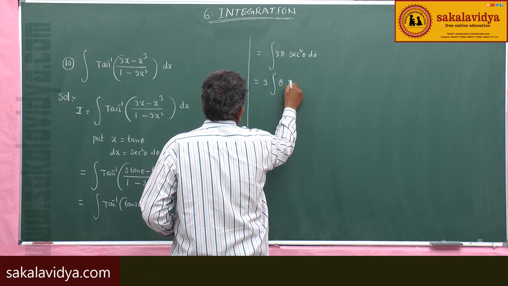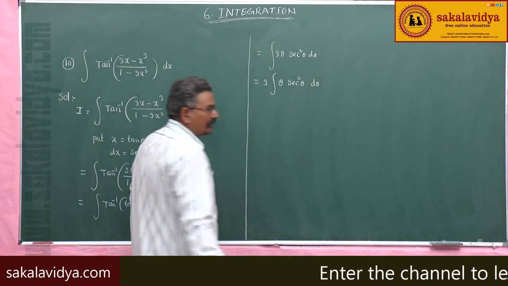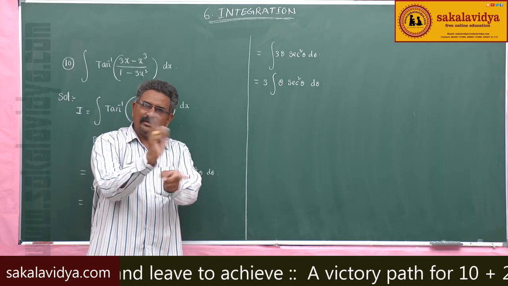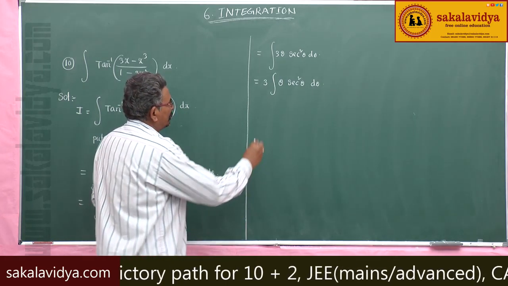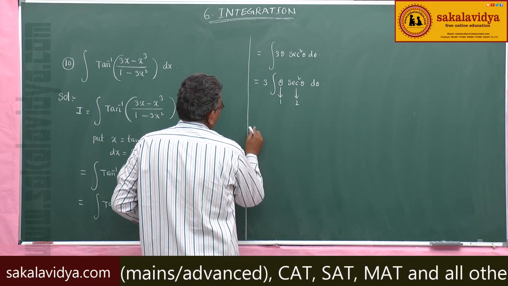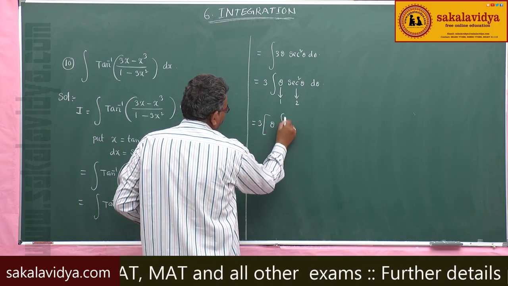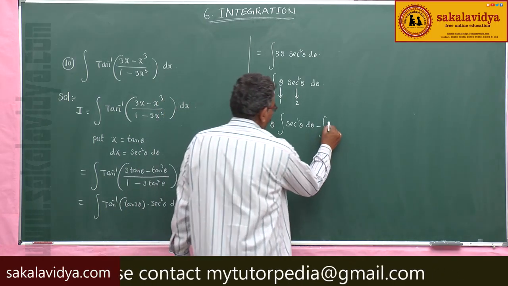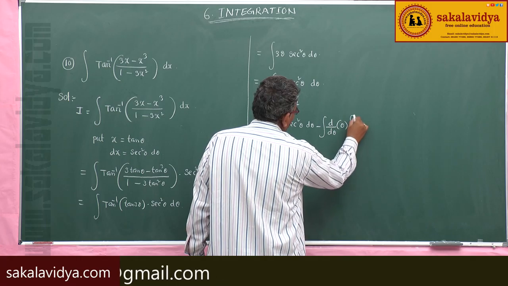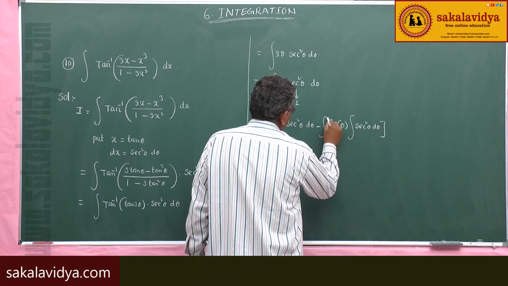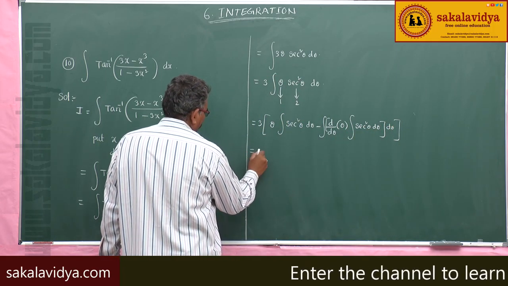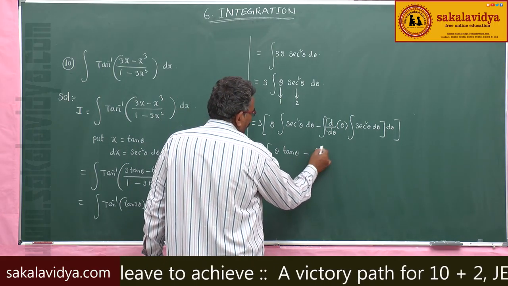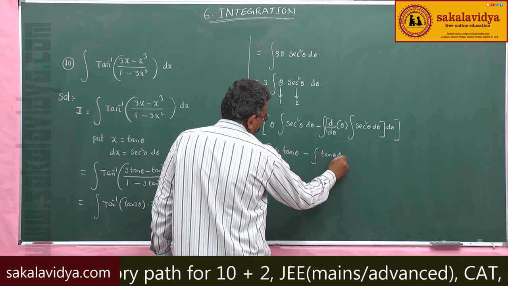3 common, integral theta secant square theta d theta. Theta is the algebraic function, whereas secant square theta is the trigonometric function. So algebra comes first, trigonometry next, using the LIATE rule. So this will be the first function, this will be the second function. Now 3 times theta integral of secant square theta d theta minus integral of derivative of theta and next integral of secant square theta d theta, and whole d theta. This is 3 times theta tan theta, because integral of secant square theta is tan theta, minus derivative of theta with respect to theta is 1, tan theta d theta.